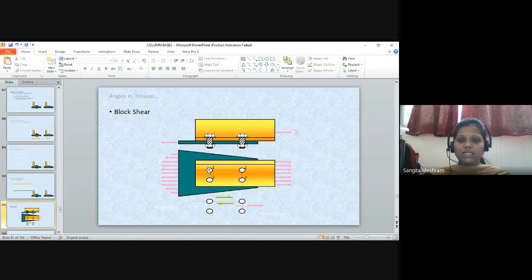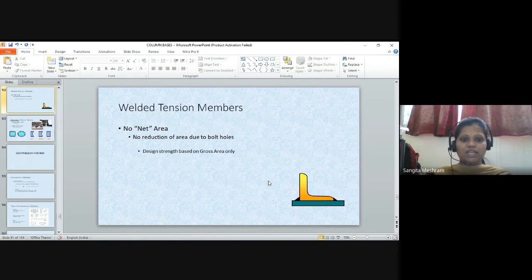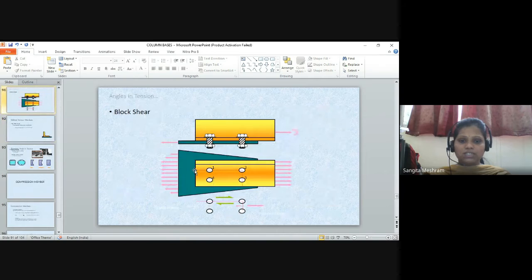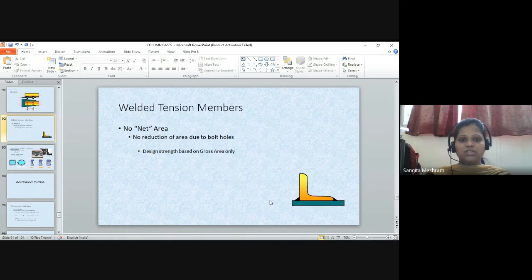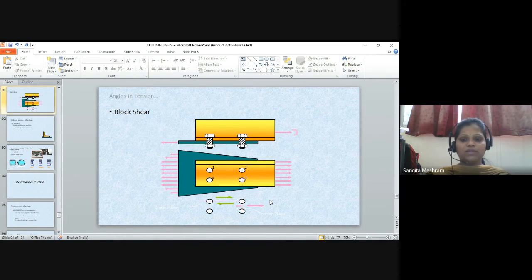Parallel to the force, in which direction the force is acting, we have to consider two factors, AVG and AVN. So it is block shear failure that we have to consider while designing the tension member. It may have tension and shear. So shear is parallel to the plane, that is parallel to the force applied, and tension will act perpendicular to the application of force. So this is related with the block shear failure.